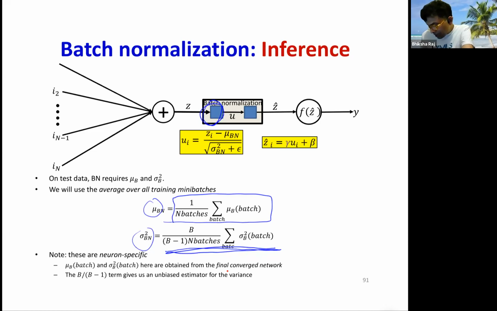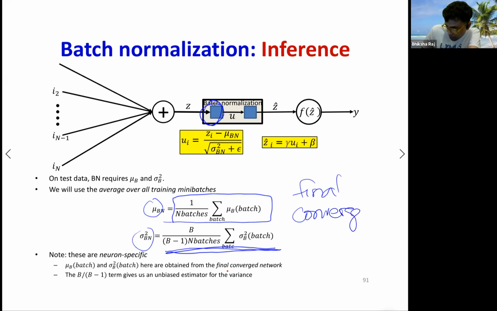And we will use these within this first block during inference. Now this is a bit of a heuristic, but this works. And all of these averages are going to be computed from the final converged net. One small difference: when you compute the average of all of the variances, we actually use the unbiased estimate of the variances. I won't get into what that means, but there's this B over B minus 1 factor, where B is the mini batch size, and that gives you a more stable estimator for the variance.